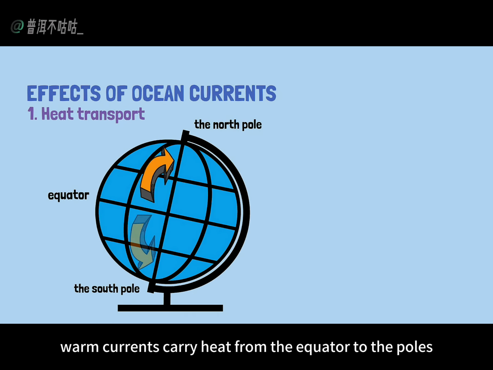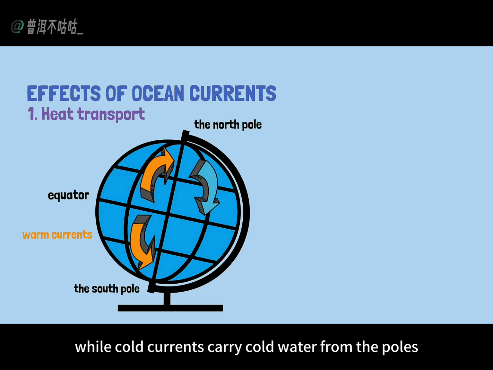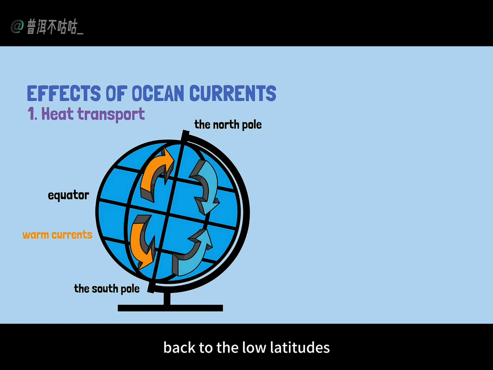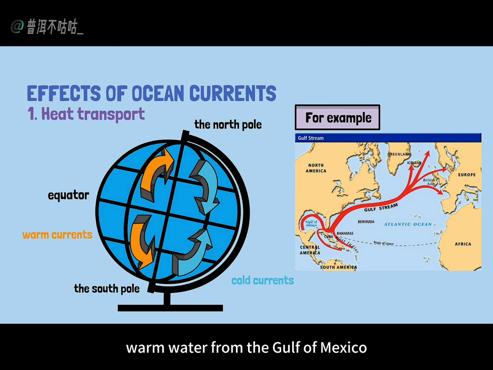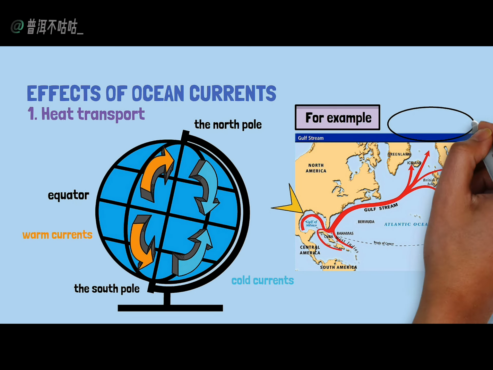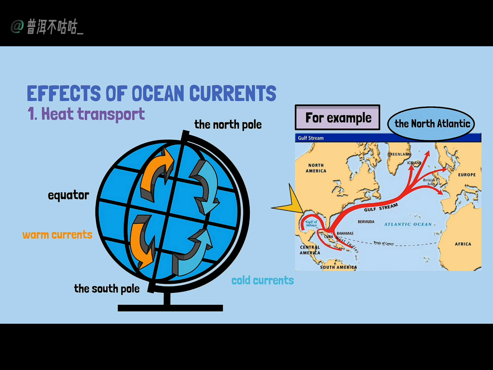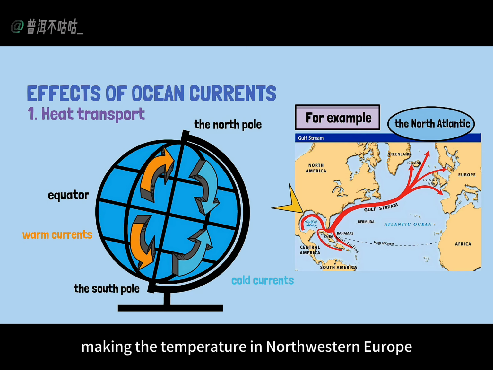Warm currents carry heat from the equator to the poles, while cold currents carry cold water from the poles back to the low latitudes. For example, the Gulf Stream. The Gulf Stream transports warm water from the Gulf of Mexico to the North Atlantic, making the temperature in northwestern Europe warmer than other areas of the same latitude.